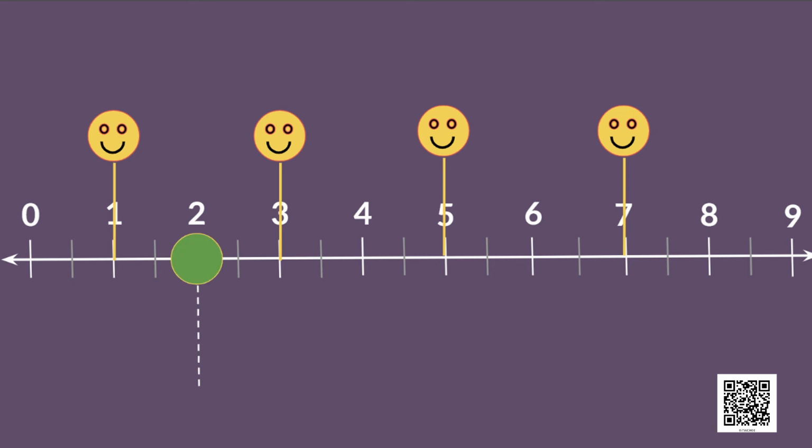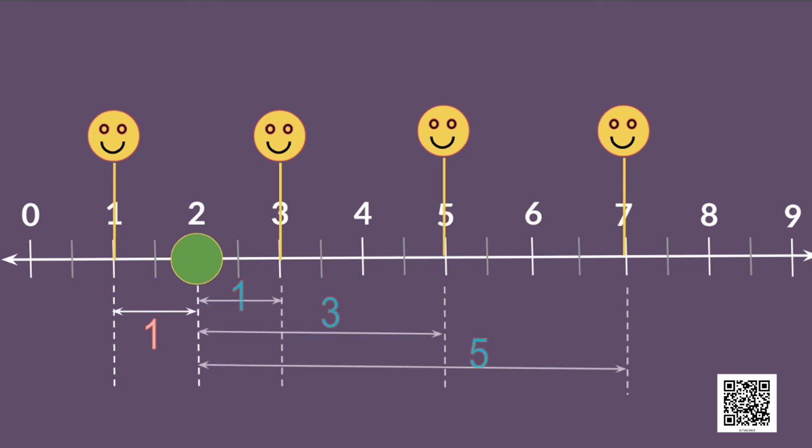Say if I keep the green ball on 2, then the distance of students to its left is only 1, as there is only one person standing to the left of the green ball. And similarly, the distances of students on the ball's right side is 1, 3 and 5. So, what is the left hand sum and what is the right hand sum? Are they equal? Left hand sum is 1 and right hand sum is 9, and they are not equal. So, we can't keep the ball at 2.